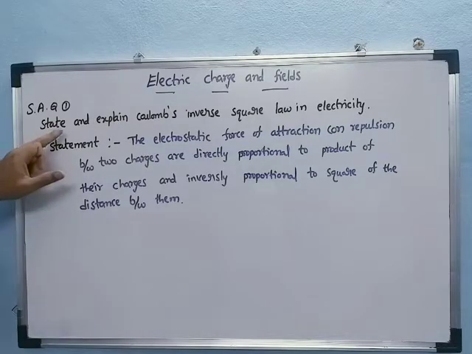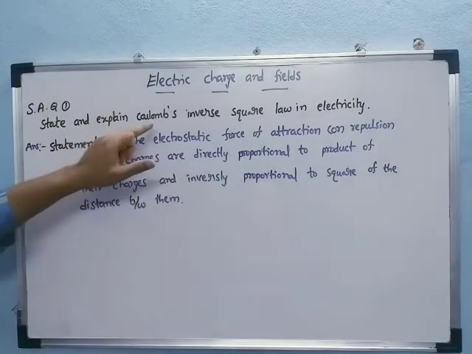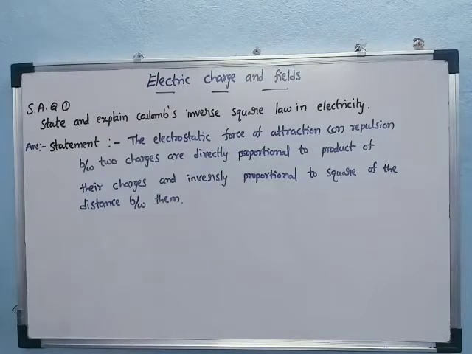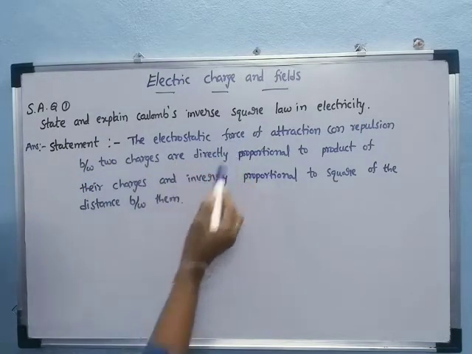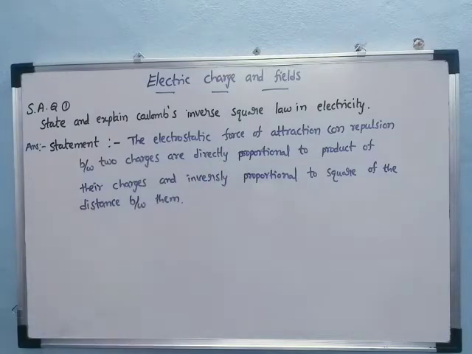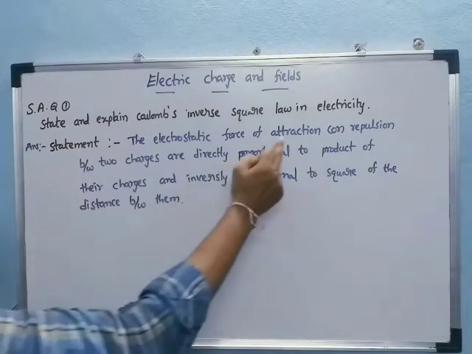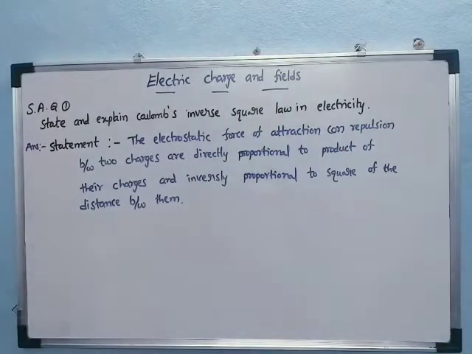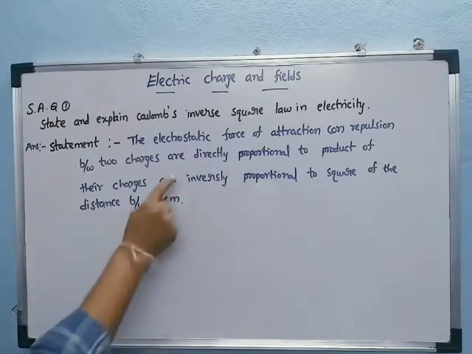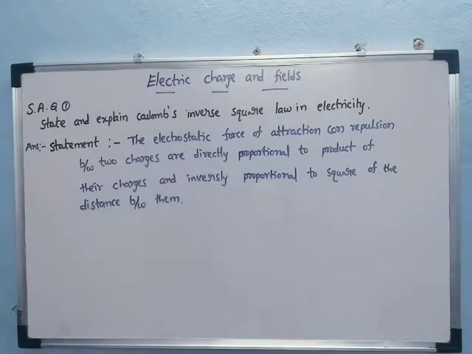So what is the first one? We can write a statement, and after that we can derive Coulomb's inverse square law. See the first statement: the electrostatic force of attraction or repulsion between two charges is directly proportional to the product of their charges and inversely proportional to the square of the distance between them.